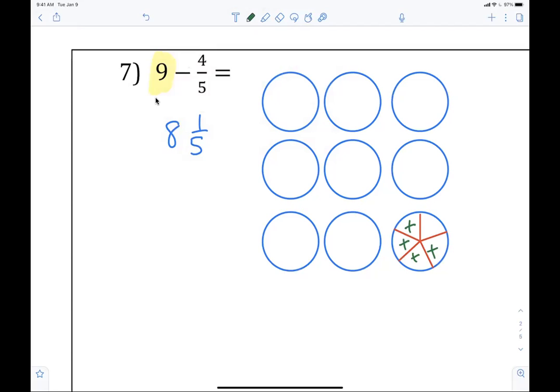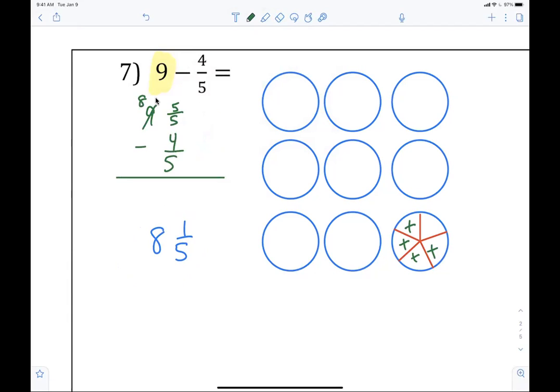Yeah. Now, mathematically, I want to show you something on the board that might help some of you. I'm going to write it as 9 minus 4/5. Some of you might like this. You borrow from the 9 and make it an 8. And then this becomes 5/5. Does that make sense? Anybody have any questions?